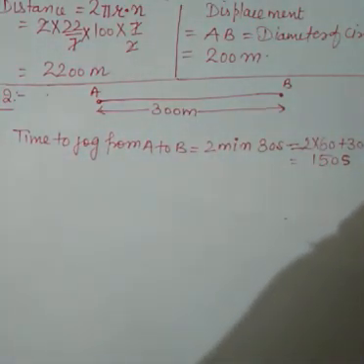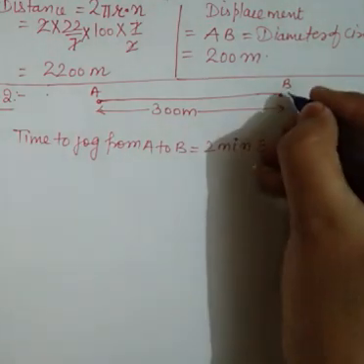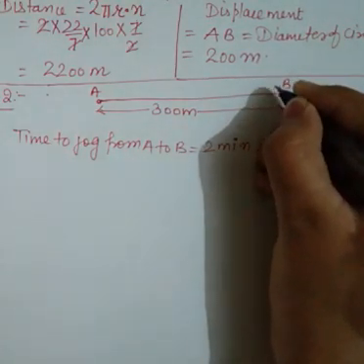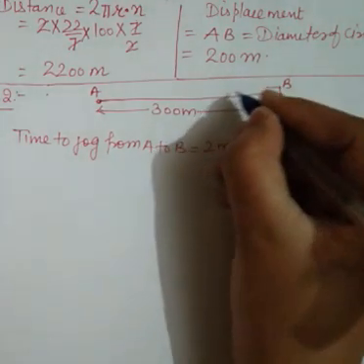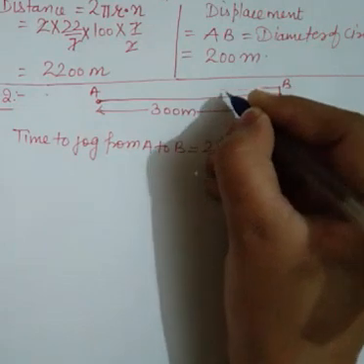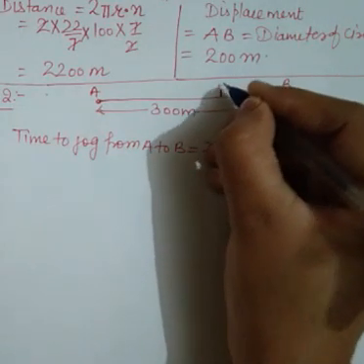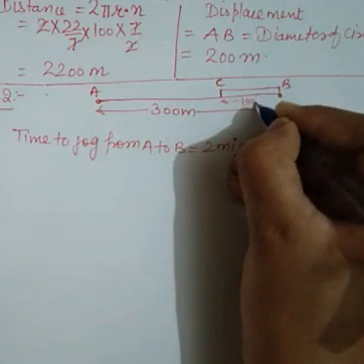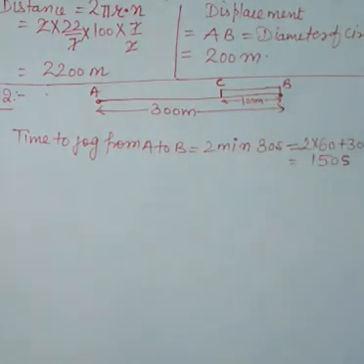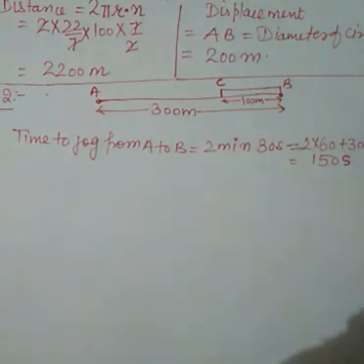And then he turns around. Turns around means coming back. He turns around and jogs 100 meters back to point C. Means while coming back, he reaches point C, that is 100 meters, in another 1 minute.